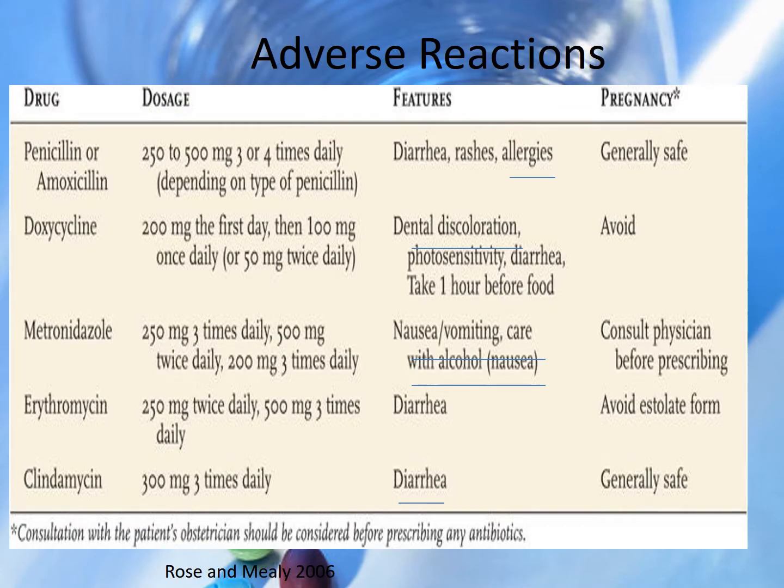The following chart, taken from the Rose and Mealey textbook, shows adverse reactions that are associated with the different antibiotics or drugs. For instance, with penicillin, one of the key features you'll see as an adverse reaction is allergies. For doxycycline, which is one of the tetracycline family, dental discoloration. Therefore, we know not to give this drug to pregnant women or children that are in the process of having their teeth formed. Metronidazole shows that if they drink alcohol while they're on this medication, they will have a reaction called Antabuse, where they have severe nausea and vomiting, and that can also be fatal. And with the clindamycin as well as the erythromycin, diarrhea is highly likely.